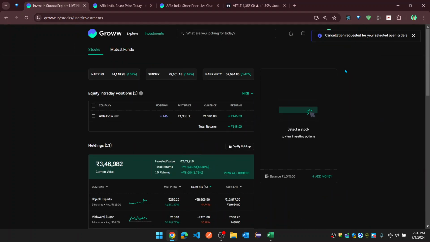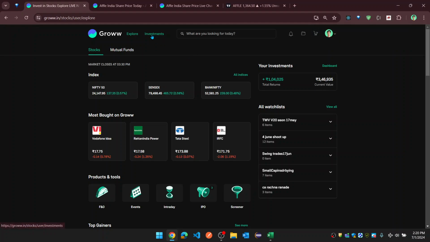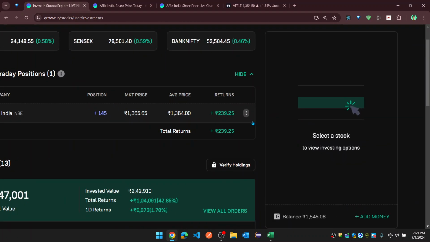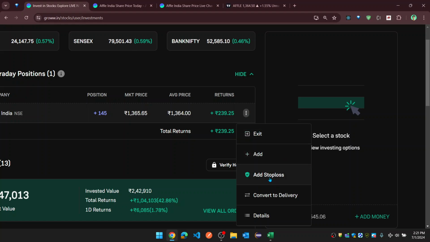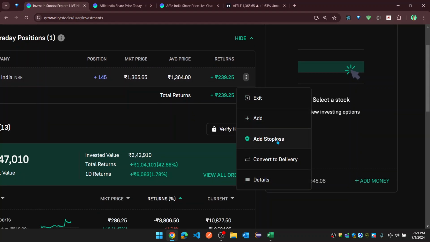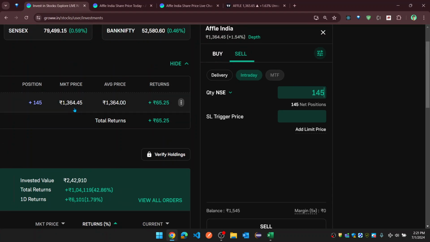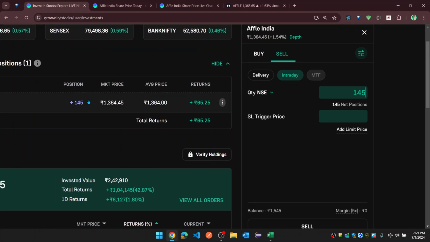Both of those orders have been cancelled. We'll reload. First we'll go to the explore section, then investments, then let's add stop loss. So you directly get an option of adding stop loss. If I click on this option, add stop loss, you are greeted with this window wherein, as you can see, I have a position of 145 shares.